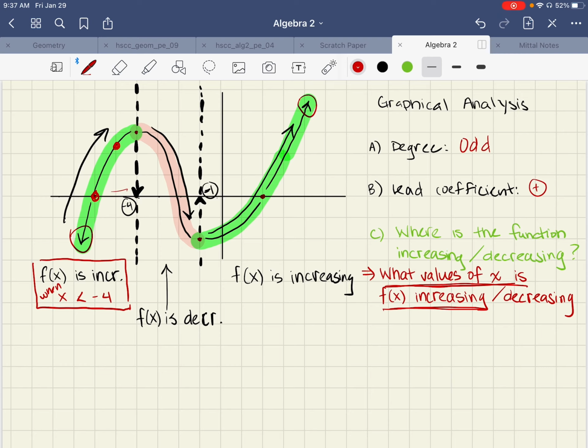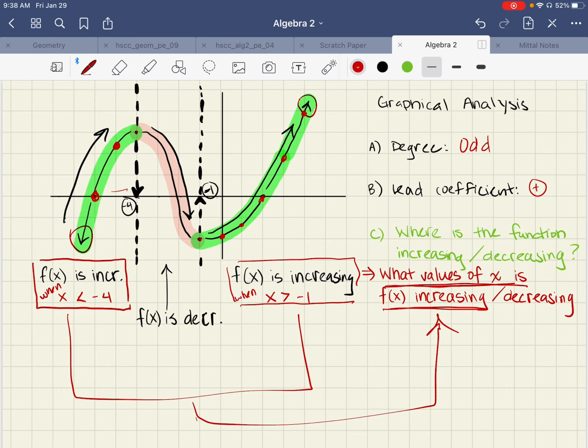I'm not saying that increasing is always easier, but the increasing values have much simpler inequalities. So this one over here, you'll notice that this is -1 and this is 0, and this is 1, x is 2, x is 3, x is 4. So you'll notice that all the x values here are greater than -1. That's when we get the green part of the graph. So you can say that f of x is increasing when x is greater than -1. So these two statements together identify when the function is increasing.